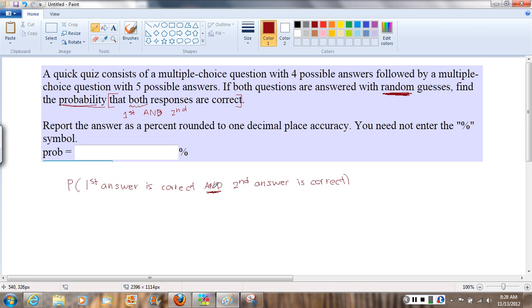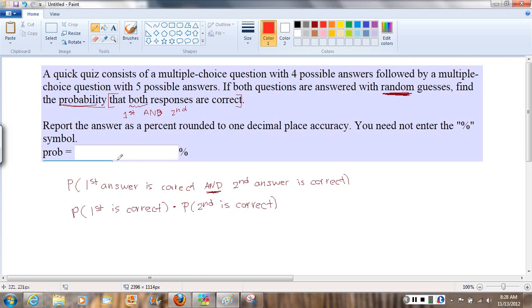So we can say they're independent events, so we can break it up as the probability that the first is correct times the probability that the second is correct. And note that's only because we were told they're independent events. Now we want to go through and find each of these probabilities separately. So let's use a different color and focus in on that first problem.